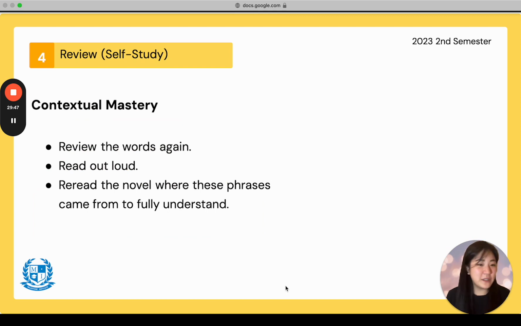So now what do we have to do? As you already know, it's time for you to self-study. Review all the words again in the book. Read it all out loud again in complete sentences. And then do your homework pages on page 54 and 55.